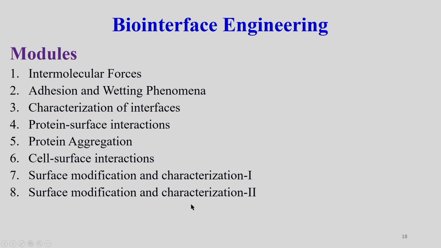Then in the last module we saw how we can characterize surfaces, and what the different spectroscopic and microscopic methods are to characterize them. Then we discussed in detail a chemical method of surface modification, self assembled monolayers, and the effect of self assembled monolayers on biointerfacial interactions. So, we discussed two case studies in this lecture.